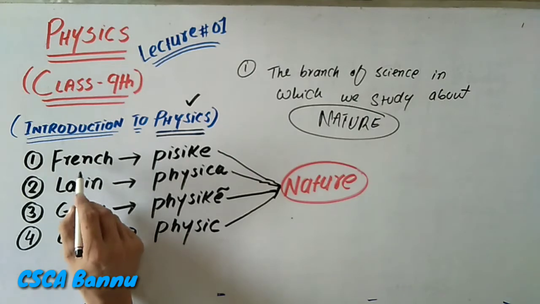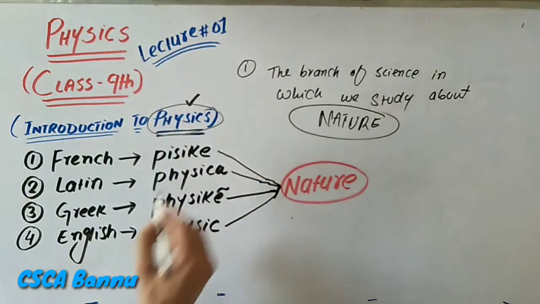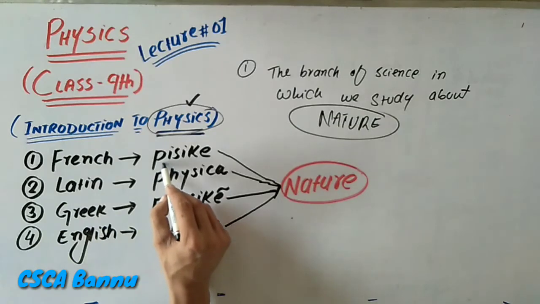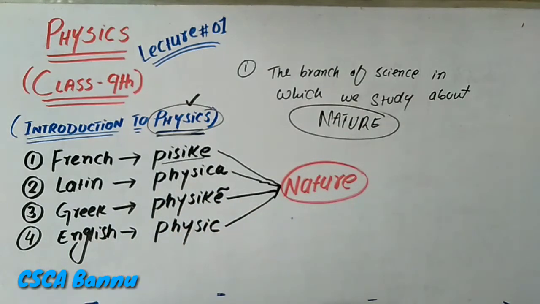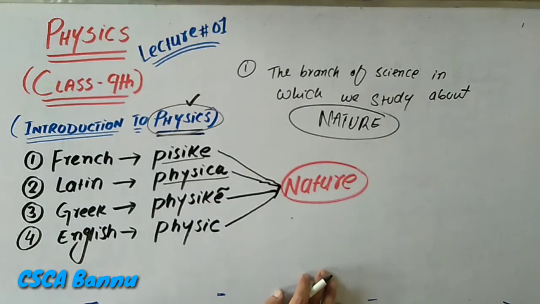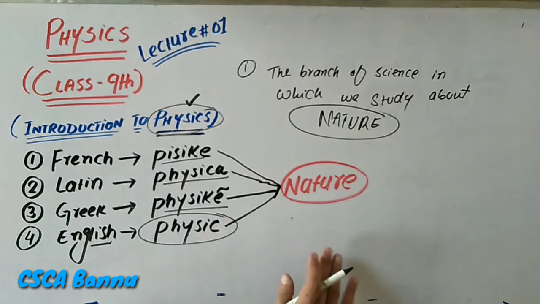It is actually a combination of more languages, in which words are combined to make our physics. The first language from which one word is derived is physici. The second language is Latin, from which one word comes, which is physica. The third language is Greek, from which one word is derived, which is physiki. And the fourth language is English, from which a word is derived, which is physics. Now actually physics is a combination of four different languages.